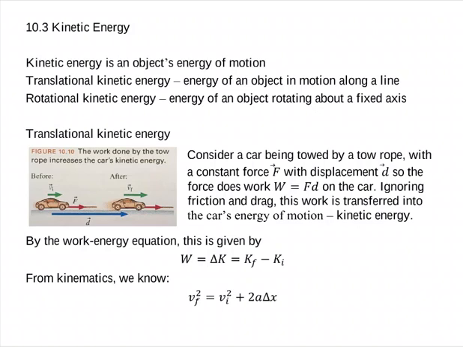The energy of an object in motion along a line is translational. If you remember from geometry, translating an object is moving it left and right or up and down. Kind of the same idea here. So we're just moving along a line. Rotational kinetic energy is that of an object rotating about a fixed axis. So that's like when we're spinning.